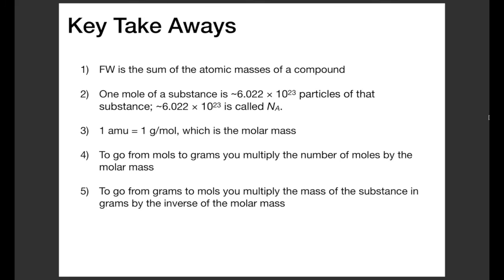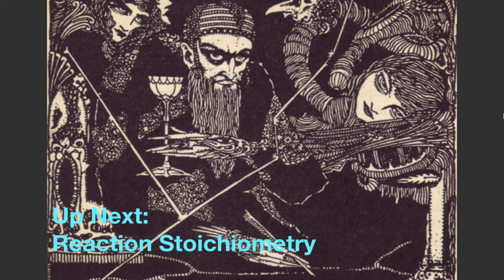If you report the formula weight of a substance in terms of grams per mole, we call that the molar mass. To go from moles to grams, we multiply the number of moles of the substance by its molar mass, and to go from grams to moles, we multiply the mass of the substance in grams by the inverse of the molar mass. In the next video, we're going to apply these concepts when we talk about reaction stoichiometry.